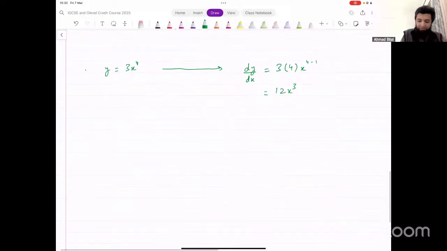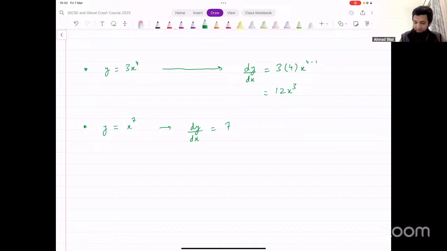So let's say I have another function that looks like this now. Y equals x raised to the power 7. What's the derivative going to be? dy over dx. Multiply by the power. So you multiply by 7 and subtract 1 from the power. So 7 minus 1, what do you get from that? You get 7x raised to the power 6. That's the derivative.